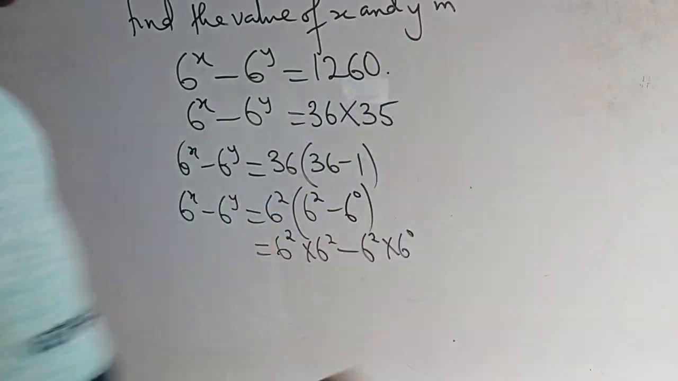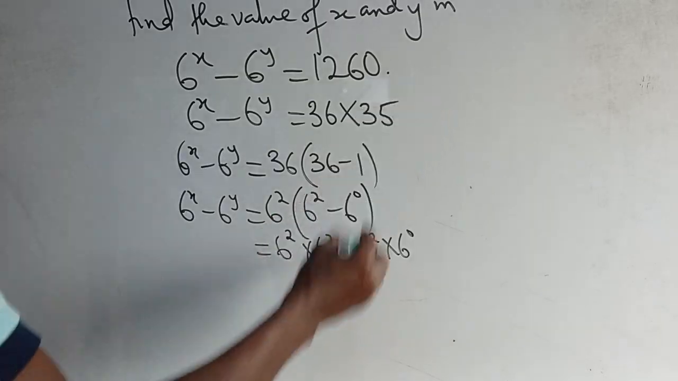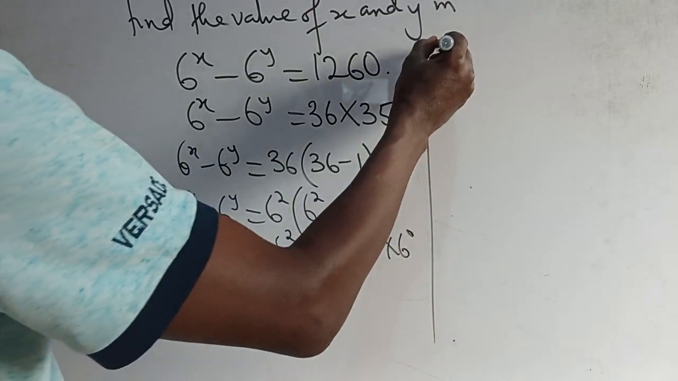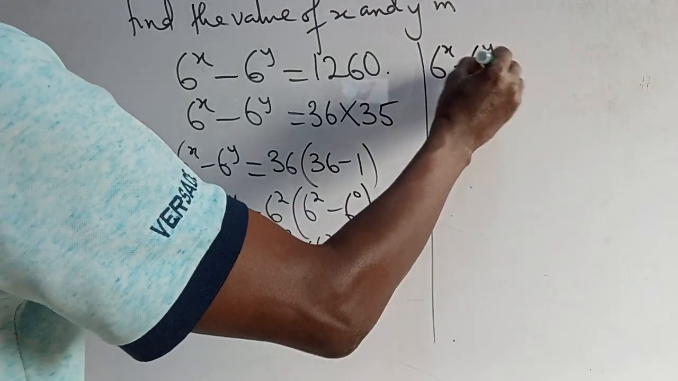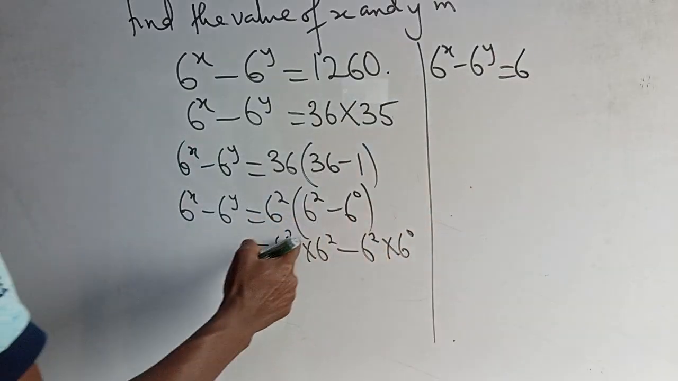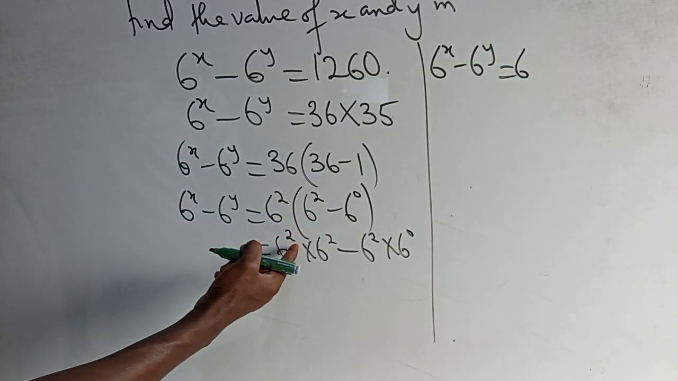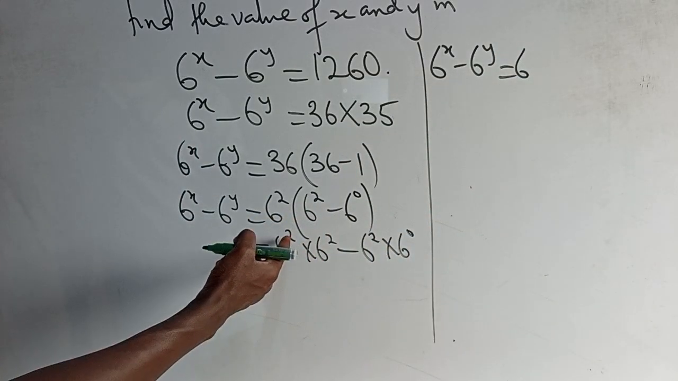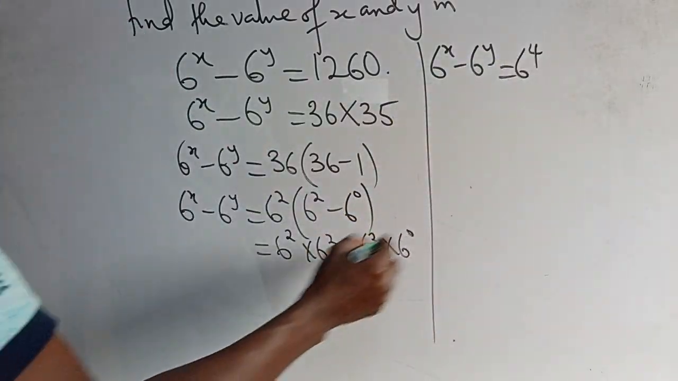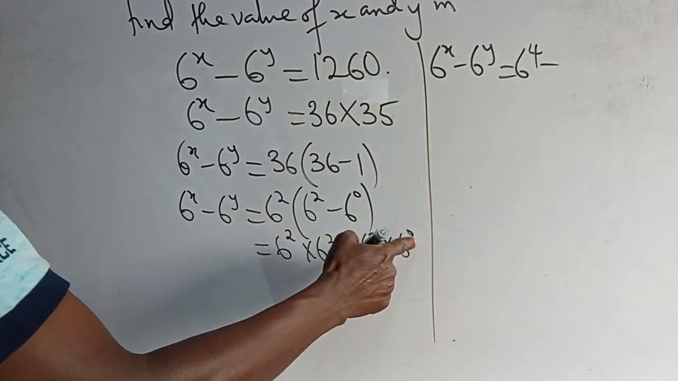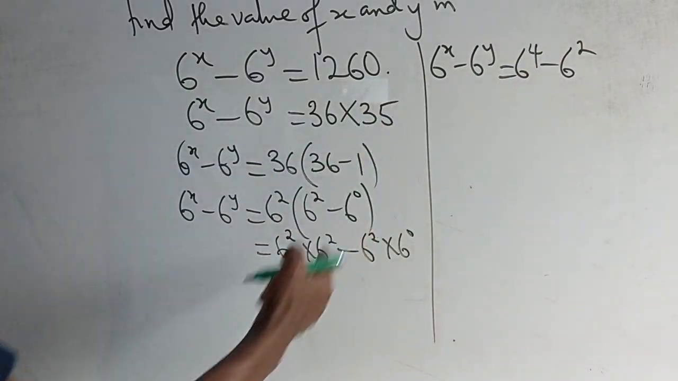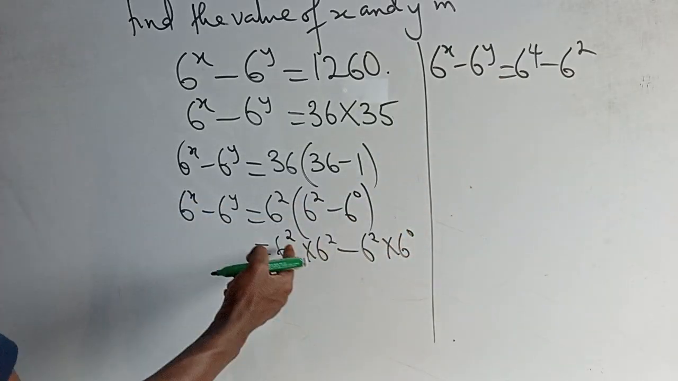Now, having done that, let's write everything here. We can now have 6 raised to x minus 6 raised to y is equal to, now, this is 6 raised to 2. According to the law of indices, when you are multiplying index numbers, you add their powers together. 2 plus 2 is 4. Minus, and then 2 plus 0 is 6 raised to 2. The addition of 2 and 2 is 4.